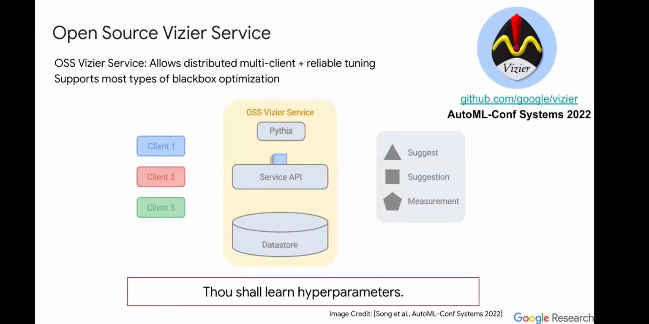Yeah, so shameless advertisement: we have open source Vizier. This is an open source version of Google's internal service. Its core method is basically black box optimization, and it is made to scale for a large number of clients, or not a large number of evaluations, right? So it allows distributed multi-client and reliable tuning and supports most types of black box optimization.